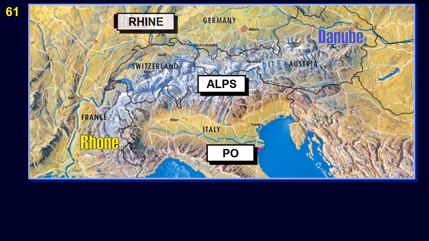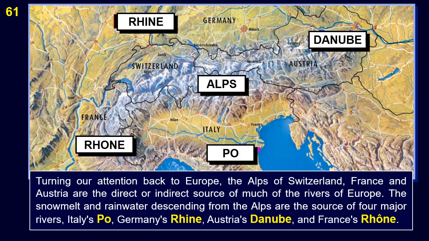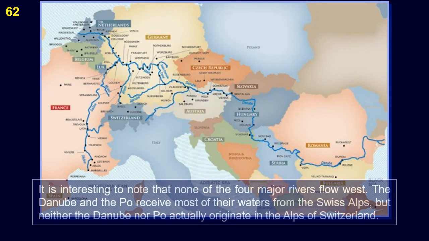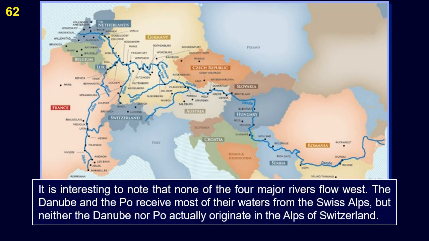Turning our attention back to Europe, the Alps of Switzerland, France, and Austria are the direct or indirect source of much of the rivers of Europe. The snowmelt and rainwater descending from the Alps are the source of four major rivers: Italy's Po, Germany's Rhine, Austria's Danube, and France's Rhone. It is interesting to note that none of the four major rivers flow west. The Danube and the Po receive most of their waters from the Swiss Alps, but neither the Danube nor Po actually originate in the Alps of Switzerland.